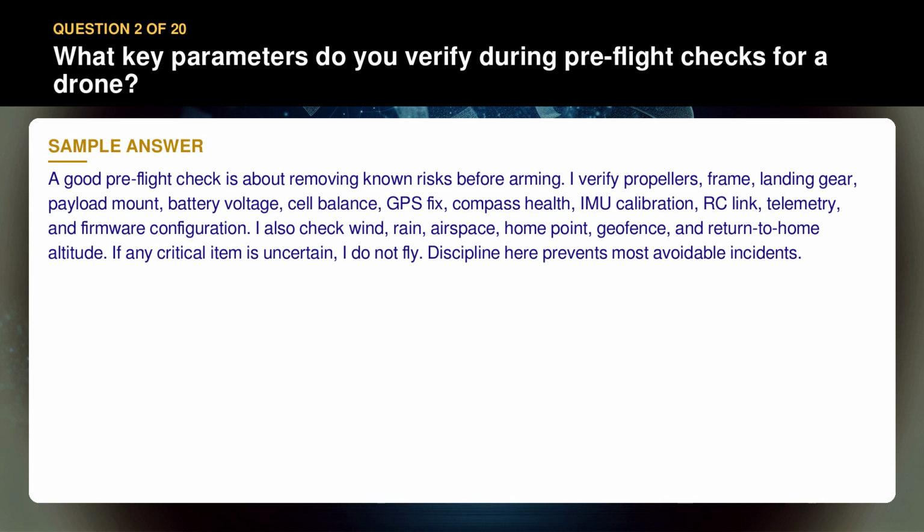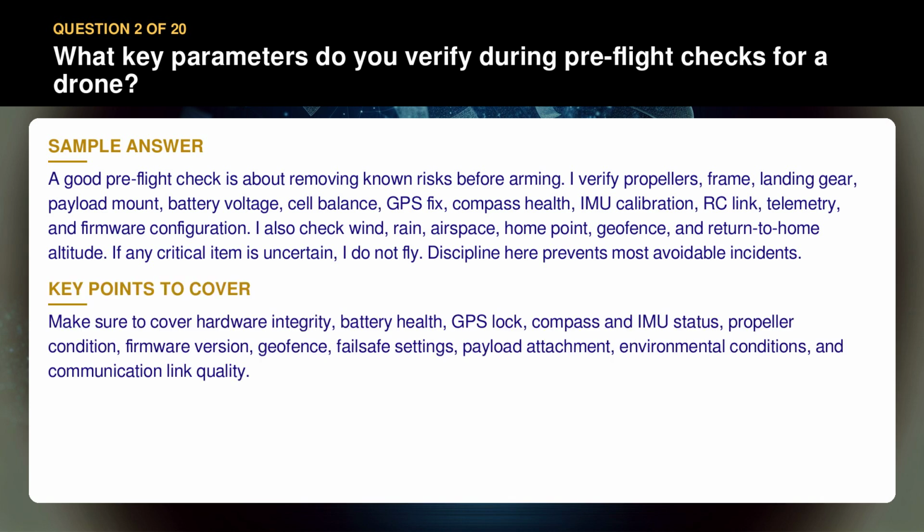If any critical item is uncertain, I do not fly. Discipline here prevents most avoidable incidents. Make sure to cover hardware integrity, battery health, GPS lock, compass and IMU status, propeller condition, firmware version, geofence, fail-safe settings, payload attachment, environmental conditions, and communication link quality.